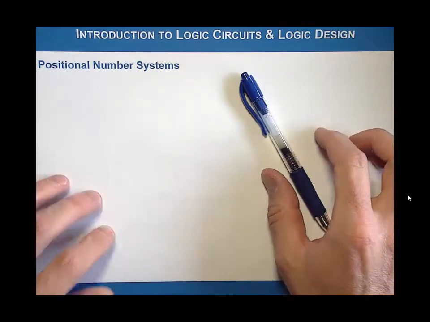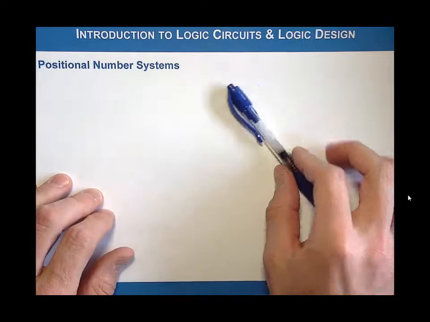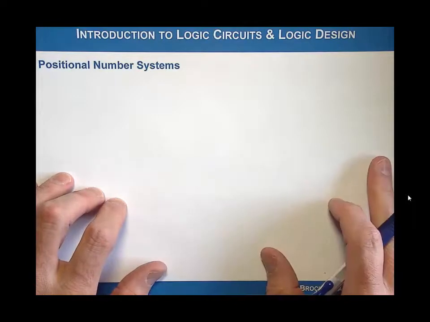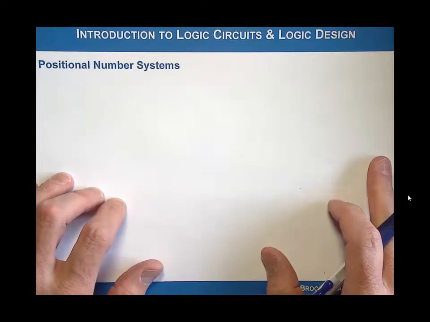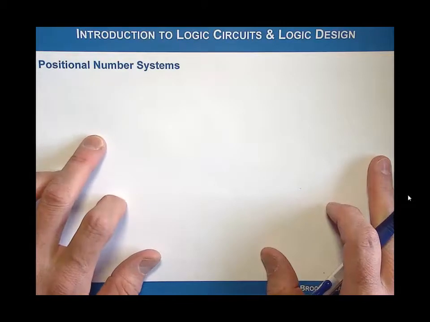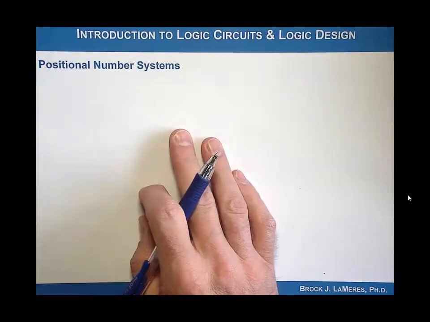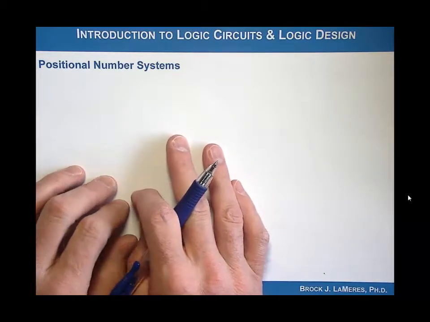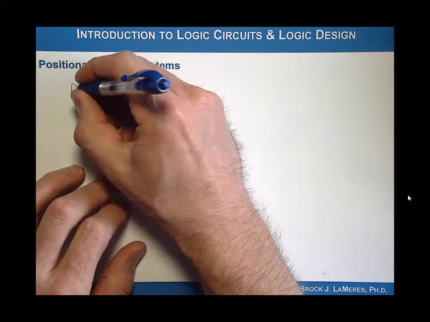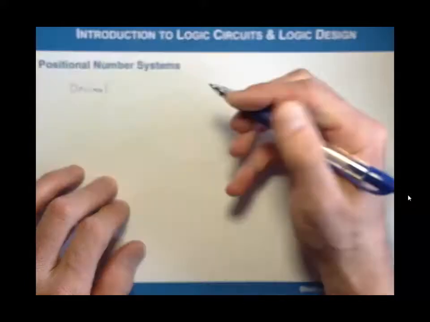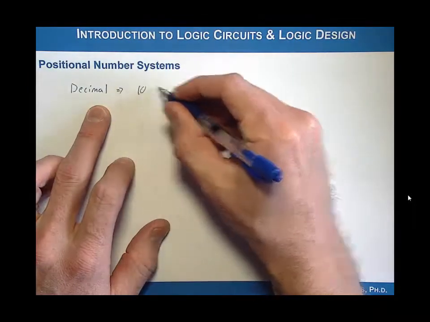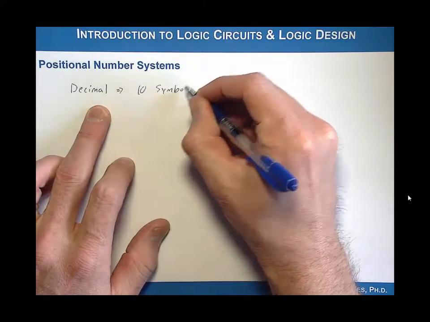Okay, so the first thing we want to start talking about is a positional number system. Now, a positional number system is one in which the position of the symbol within a number has a different value, or a different weight. And so, first of all, we want to start talking about numbers in general. So we have a decimal number system. Now, decimal means that we have 10 symbols in our number set.